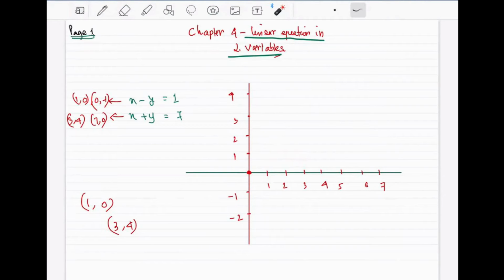One more example. Let's say I want to put up (0, minus 1). What about (0, minus 1)? For (0, minus 1), we have to write like this.